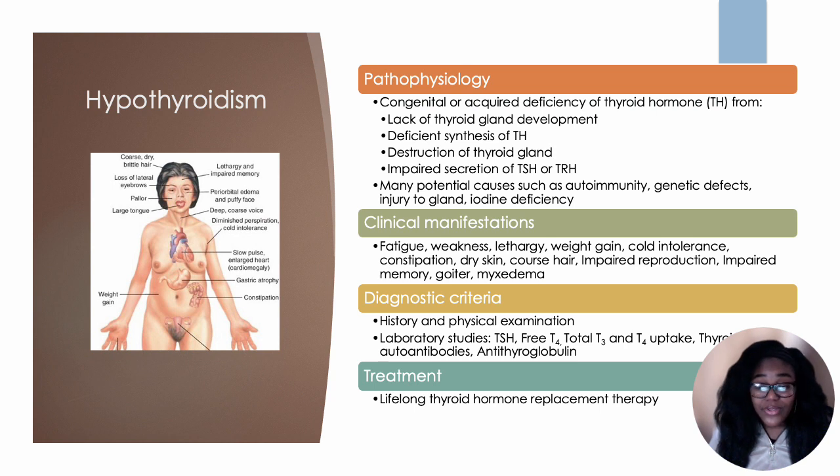As far as diagnostic criteria, you have to have a history and physical examination, of course. And then you have laboratory studies such as TSH. They'll look at your thyroid levels, T3 and T4, total T3 and total T4 uptake, your antibodies, and your antithyroglobulin. As far as treatment, you have to have lifelong thyroid hormonal replacement therapy in order to prevent hypothyroidism.